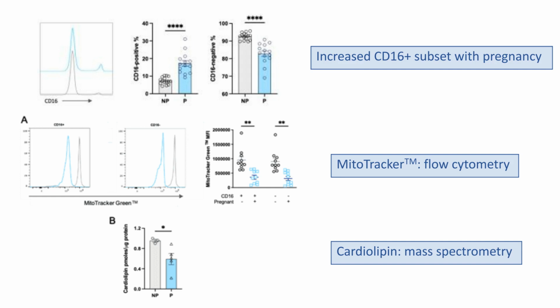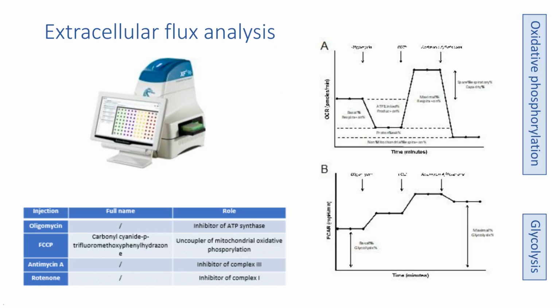content. Having seen a reduction in the mitochondrial content of our monocytes, using a strategy that's really enabled us to look at the same cells for their MitoTracker expression and take them through to mass spectrometry as well to do the cardiolipin analysis, we then wanted to look at the functional responses of these cells. So the methodological approach we then took was to do extracellular flux analysis.